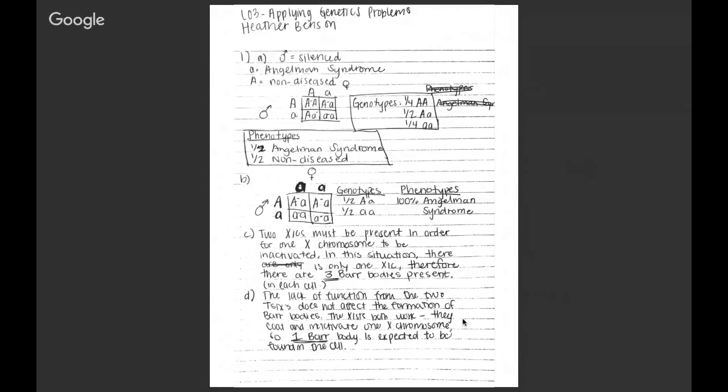For part D, suppose that you isolate a cell from a female cat with 2 X chromosomes. However, the TSIX on each X chromosome are non-functional, while the XIST genes on each X chromosome are functional. How many bar bodies are in the cell? Well, this would be 1 bar body in the cell because the lack of function from the 2 TSIXs does not affect the formation of bar bodies. The XISTs both work. They still coat and inactivate 1 of the X chromosomes.